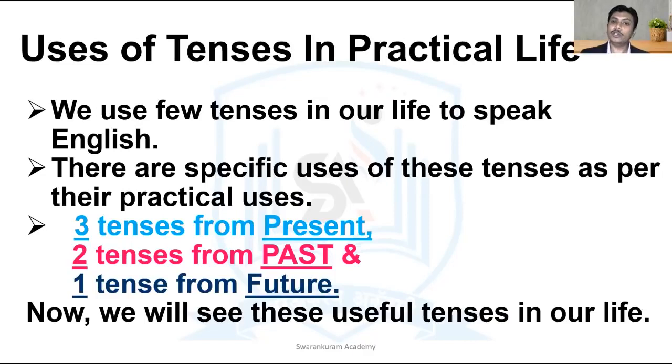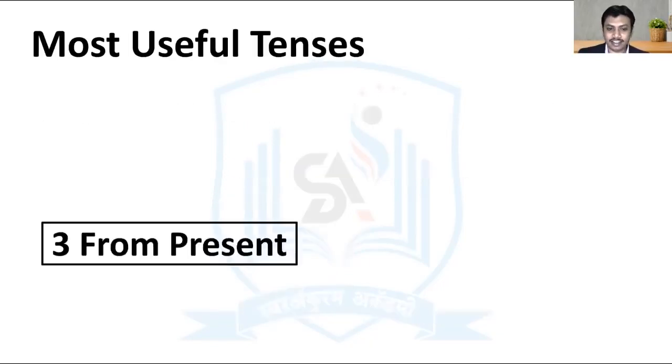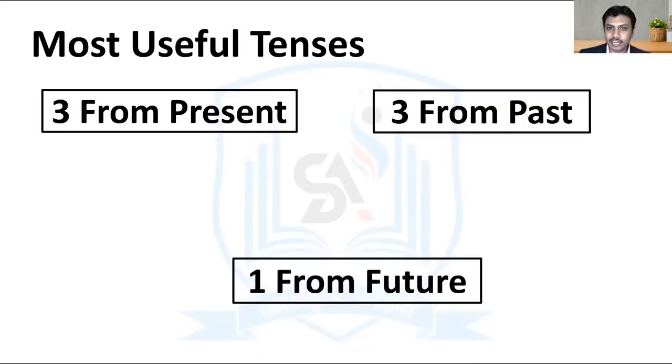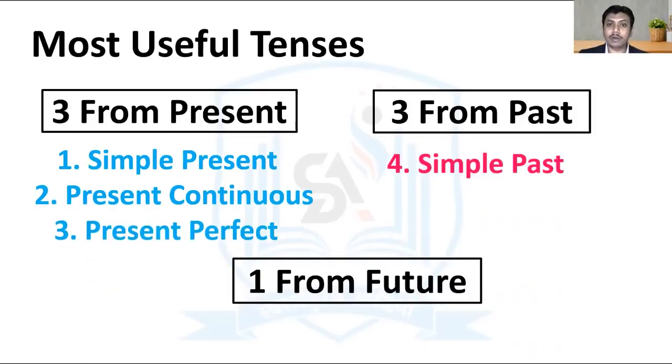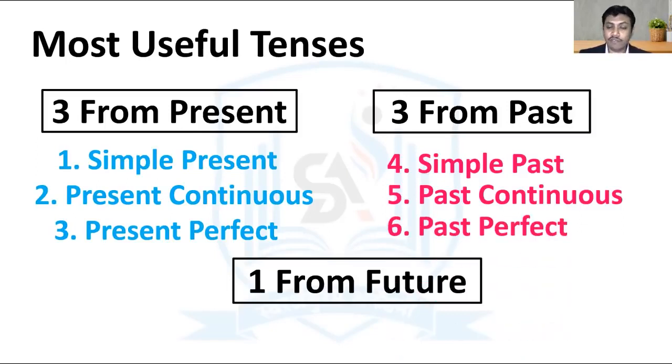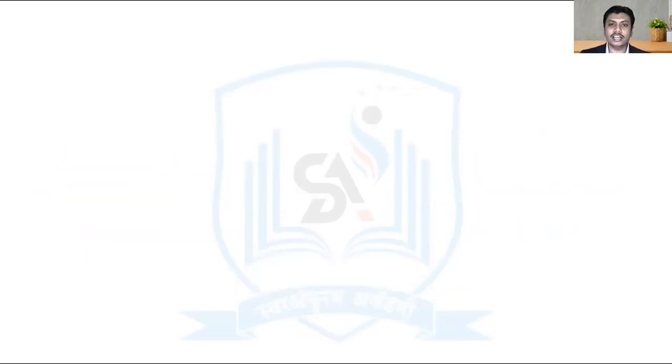Now we don't use all the 12 structures. We hardly use 6 to 7 structures. We use 3 tenses from present, 2 tenses from past, and 1 from the future. So 3, 2, 1, that you need to understand. These are the tenses that we use most of the time. Here you use simple present, present continuous, and present perfect. In past, we use simple past, past continuous, and sometimes past perfect also. And in future, we use simple future most of the time. Let's understand all the tenses in detail one by one.